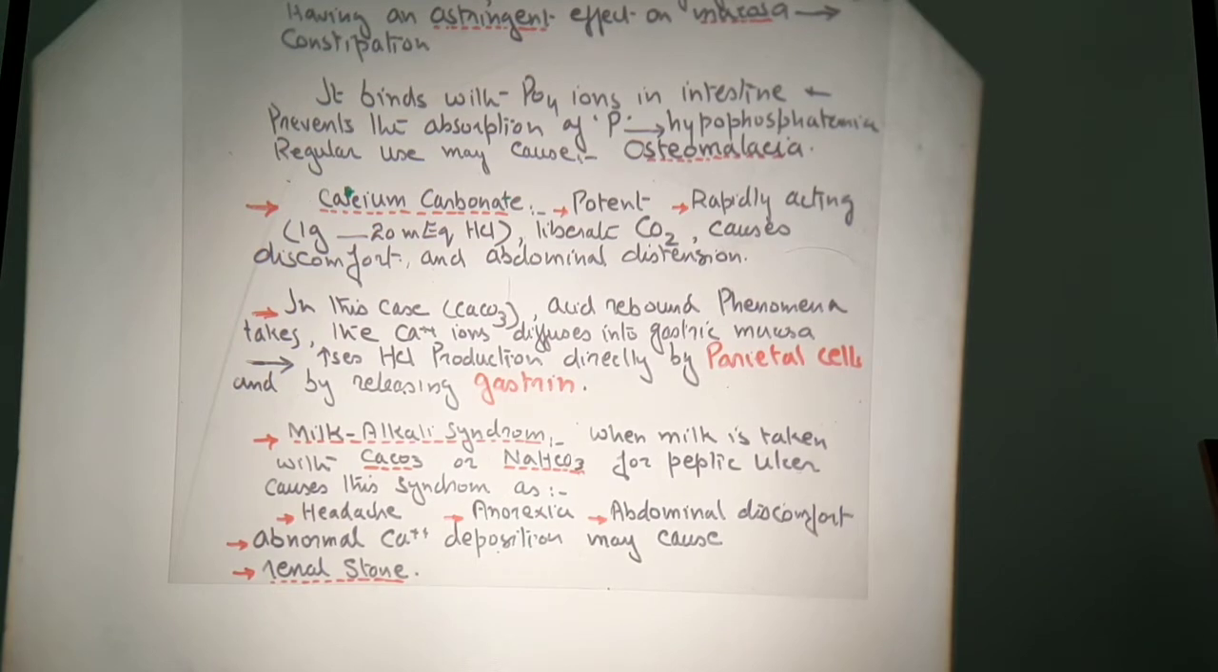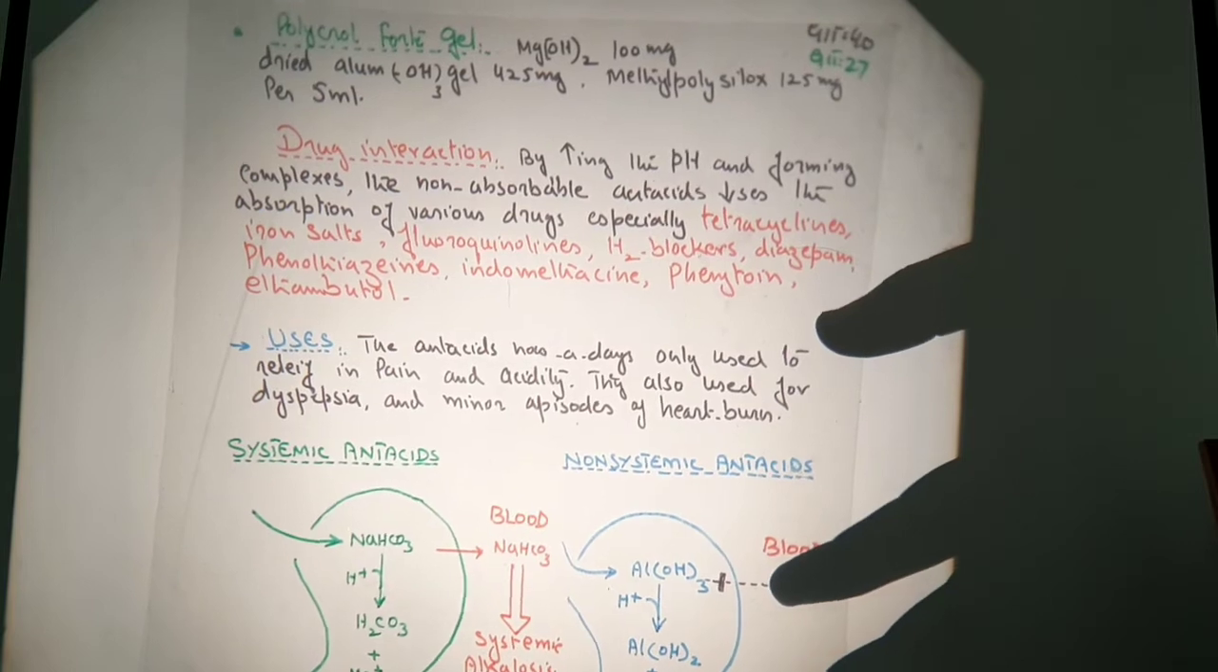When milk is taken with calcium carbonate or sodium carbonate for peptic ulcer, it may cause a syndrome with headache, anorexia, that is loss of appetite, and abdominal discomfort due to the presence of carbon dioxide. Calcium deposition may cause renal stones. Calcium is the most important ion in the formation of kidney stones, in the form of calcium oxalate and calcium citrate. These are the compounds responsible for stone formation, right? That is known as renal stone formation.